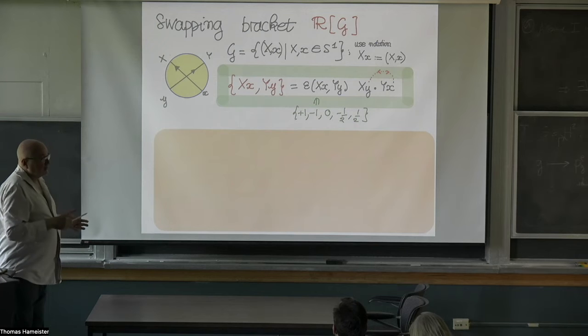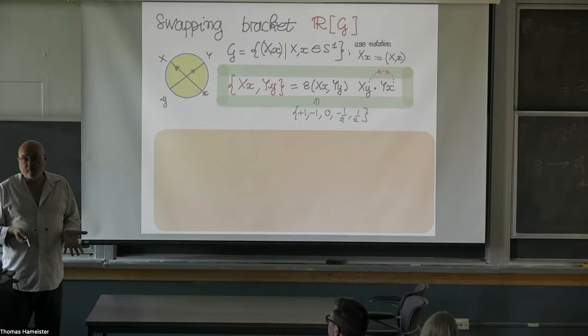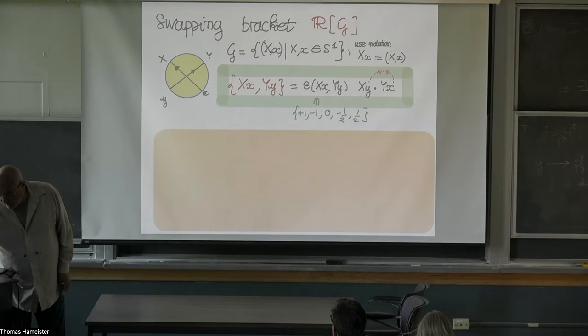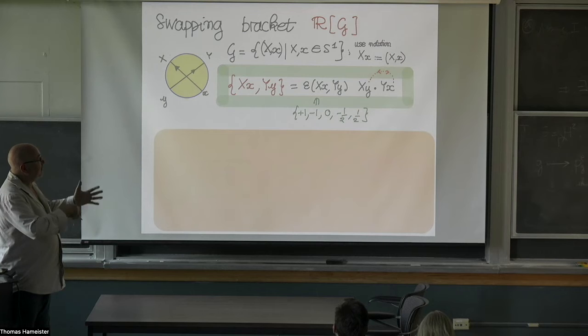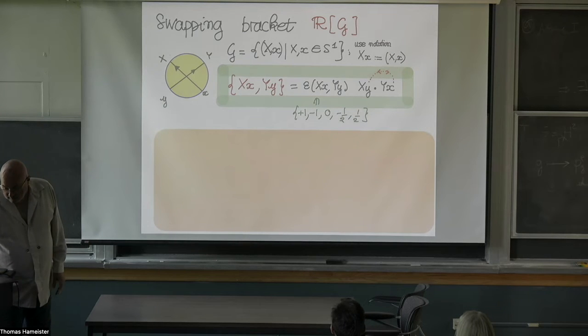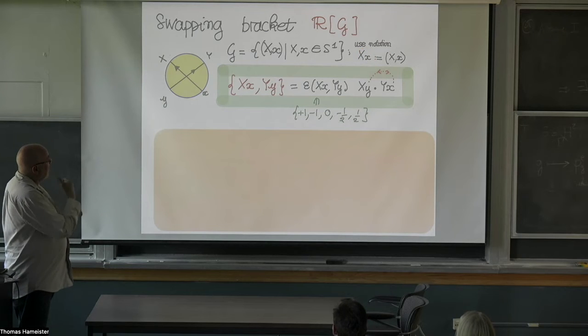So you start with the space of geodesics, which is the space of pairs of points on the surface. Okay. And to avoid a cumbersome notation, I just denote a pair of points, big X, little x, by just this. This is just a shorthand.